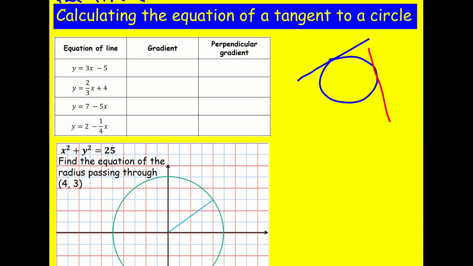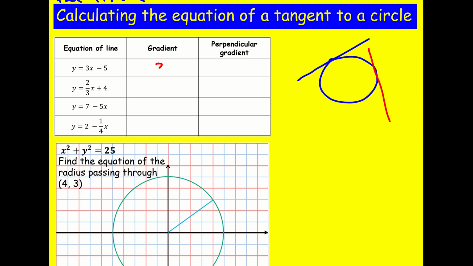All right. So to start with, I've got some equations of some lines. I want you to write down the gradient. And then I want you to write down the perpendicular gradient. This is going to come in useful. You'll see why in a bit. So hopefully you've had a go at this.